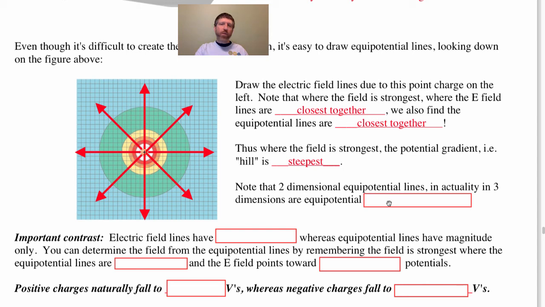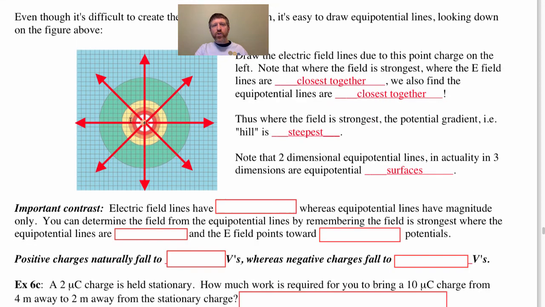Note that two-dimensional equipotential lines, in actuality, are in 3 dimensions. Those are equipotential surfaces. This is a circle. What would an equipotential surface look like? What shape would be the object that has all the same potential relative to infinity due to that point charge? Instead of a circle, we would have an equipotential sphere. It would be a sphere around it that all has the same potential.